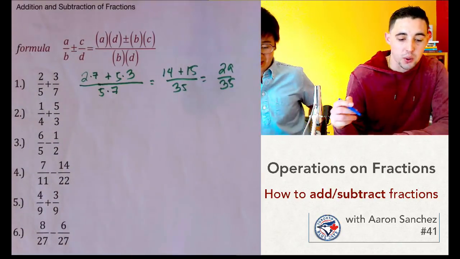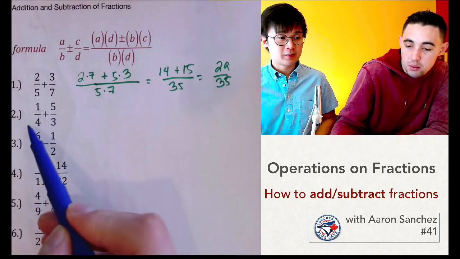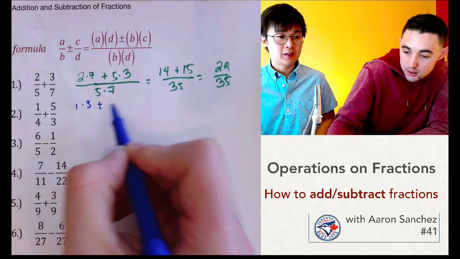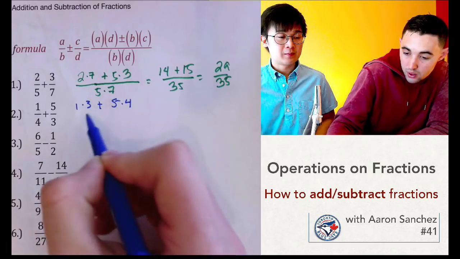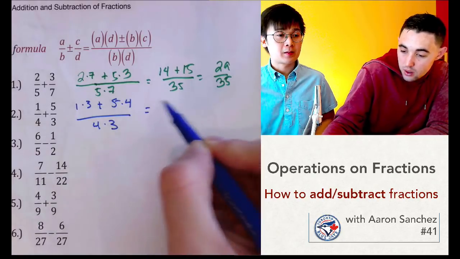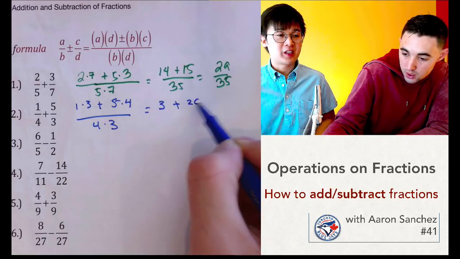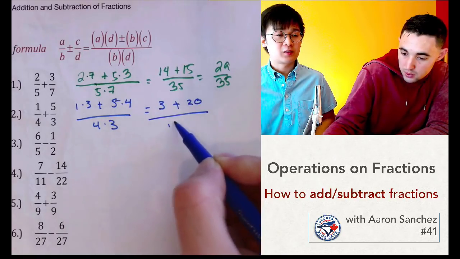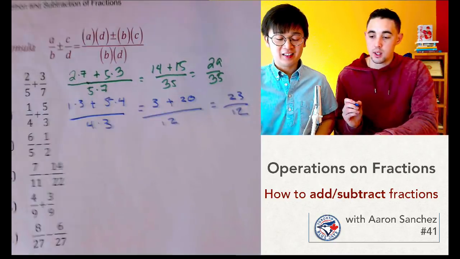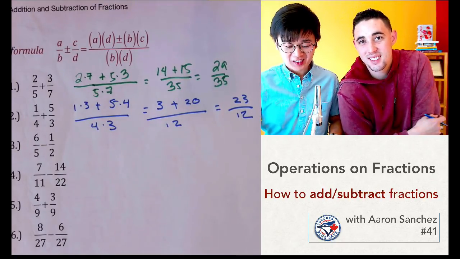All right, Aaron. On to question 2, using the formula ACBD, 1 and 3 plus 5 and 4 all over 4 and 3. 3 times 1 is 3 plus 5 times 4 is 20, all over 4 times 3 is 12. It's 23 over 12. And that is how we add fractions like a gangster.